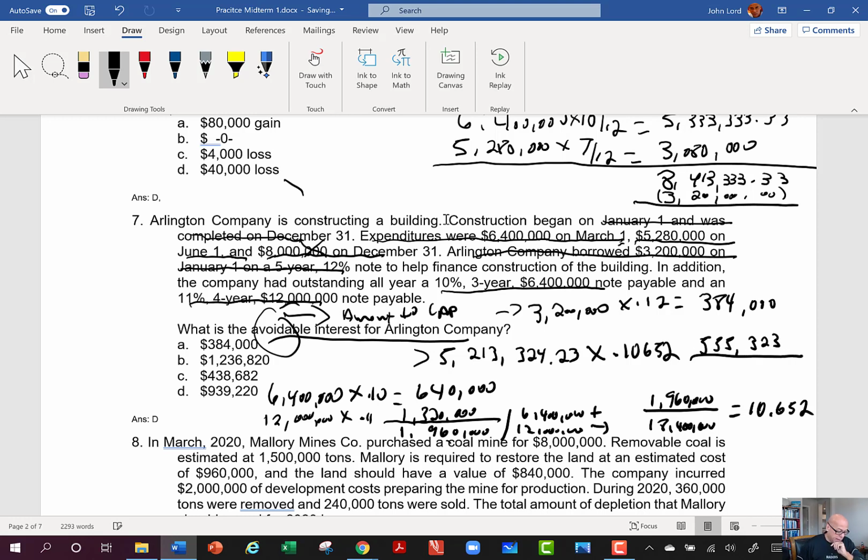Okay, and when you add now the amount that I capitalized from the specific borrowing plus the amount for the excess weighted average accumulated expenditure using the average interest rate for all other borrowing, I get 939,323, and then I pray that that is a choice. And yeah, that's choice D. Okay, give or take $3.